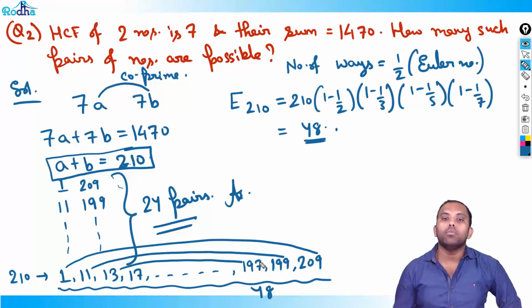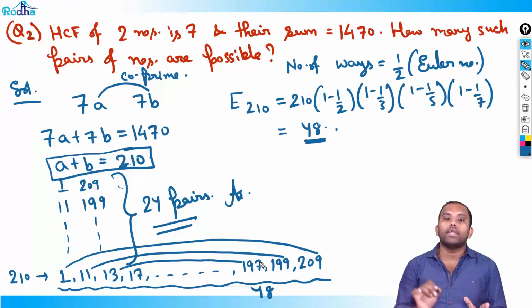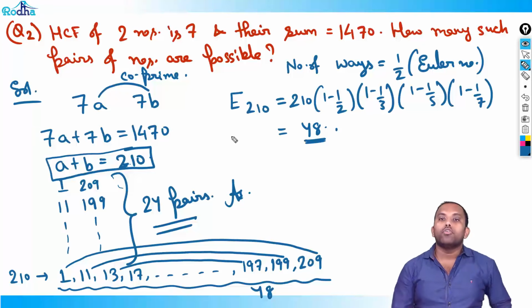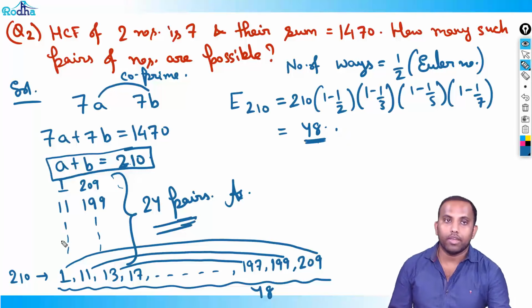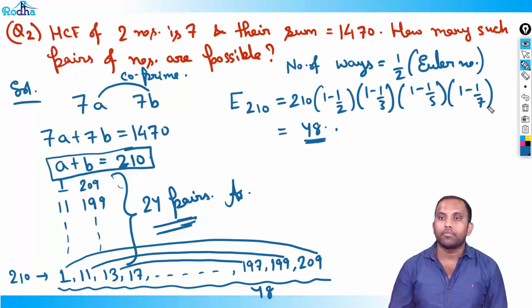So how many pairs can I form? I can form 24 pairs, right? So simply, the number of ways in which I can write a number as the sum of two co-primes is what? Half of the Euler number. This is Euler number 48, so what is the answer? 24. Yes, right. Very good question it is. Okay, same. Move to the third question now.